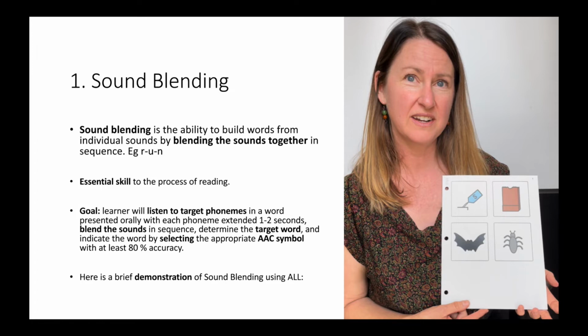The goal for the first binder would be for the learner to listen to the target phonemes in a word presented orally, with each sound extended 1 to 2 seconds. Blend the sounds in sequence, determine the target word, and indicate the word by pointing to the appropriate AAC symbol. Some sounds can be held continuously, for example, and s. So you would say it for 1 to 2 seconds. Others cannot, such as b, d, k, t. So say the sound and then pause.